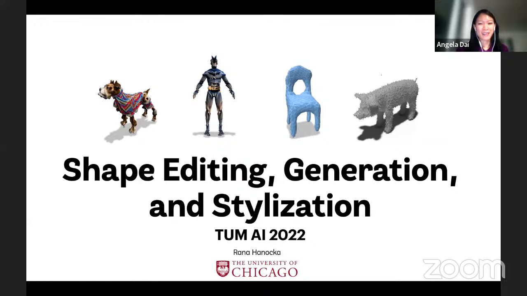Today we'll have Rana Hanocka, who's an assistant professor of computer science at the University of Chicago. She leads the Threadle group, and she received her PhD in 2021 from Tel Aviv University. So she's already established herself as a rising star in machine learning for 3D, particularly with new neural network designs on meshes, and recently some super cool work in connecting language with 3D mesh stylization. So today she'll be speaking about shape editing, generation and stylization.